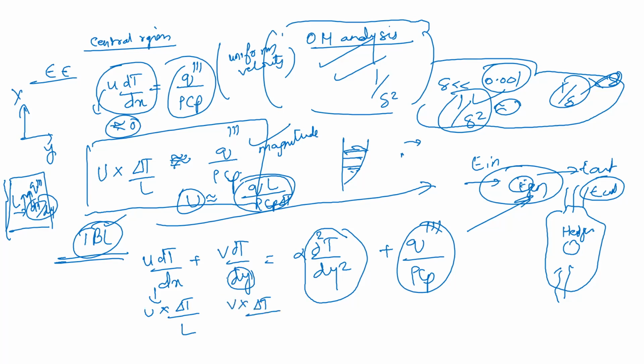What is dy? If delta T y is taken, we assume that the temperature gradient is very minimal in this, so this term can be neglected. What persists is alpha delta T by delta square. So dou square T scales with dy square, in the thermal boundary layer.